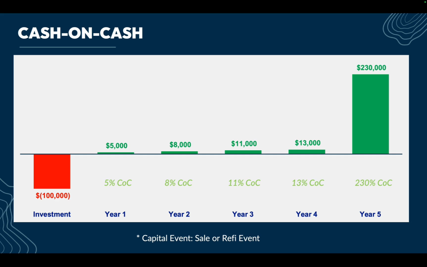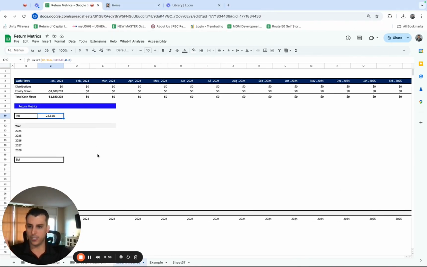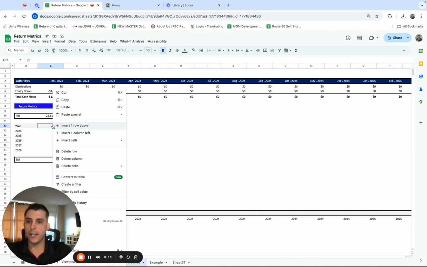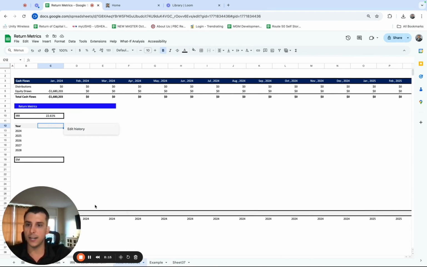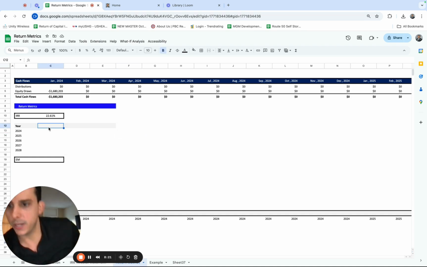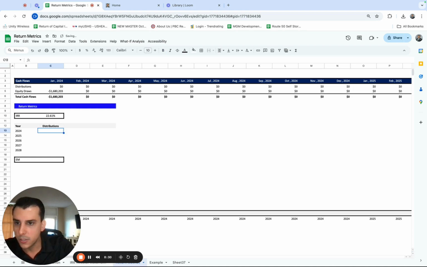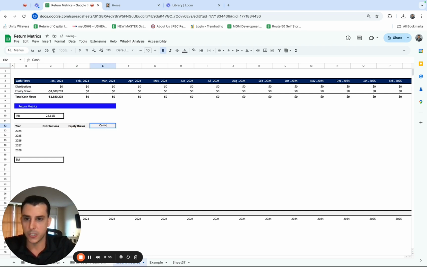And let's look at how to find those numbers in Excel. So what we're going to do here, I pre-did a lot of this. Let me see what I put here, because I didn't save. Over here, we're going to do distributions. Perfect. Let me just copy directly from here. Distributions, equity draws, then we'll do cash on cash.